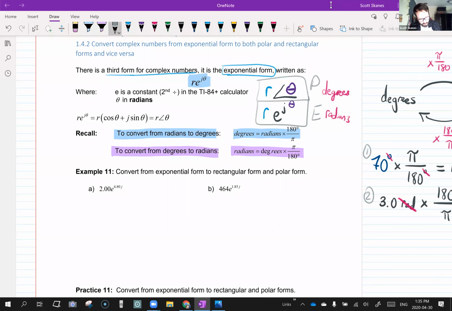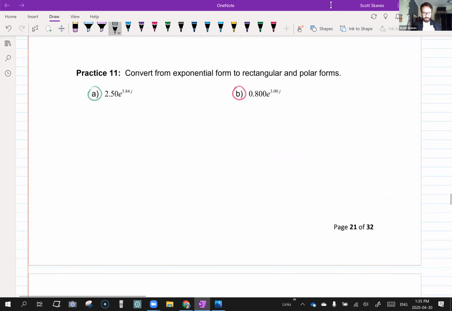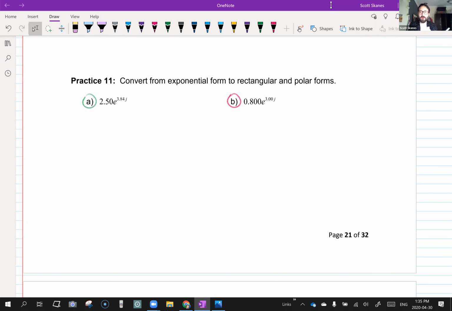Of course, this is our exponential form, this is our polar form, and this is also polar form. We just need to change degrees and everything else is cool. So, this is practice 11A. What form is this in right now? Is it in rectangular form, polar form, or exponential form? Exponential form. It's in exponential form as we see it right now.